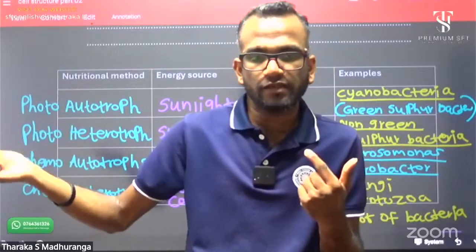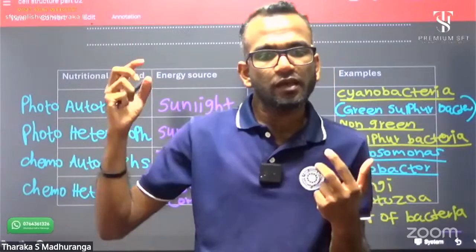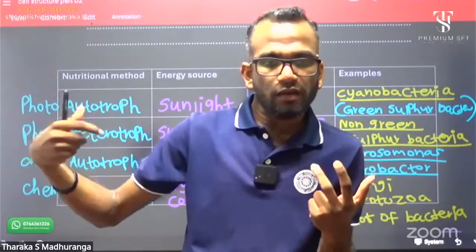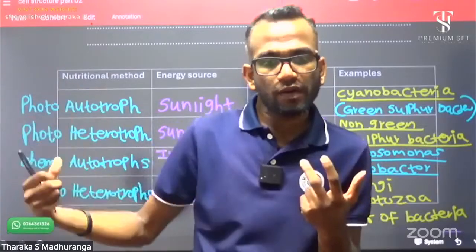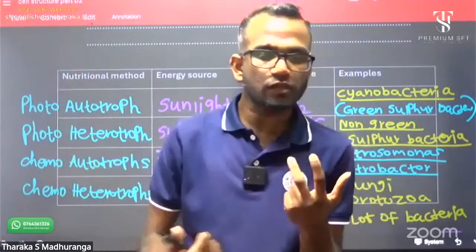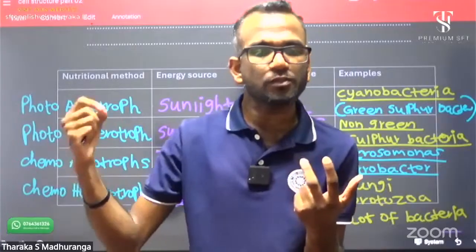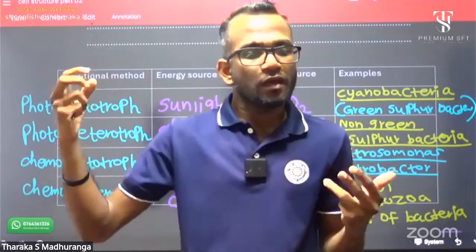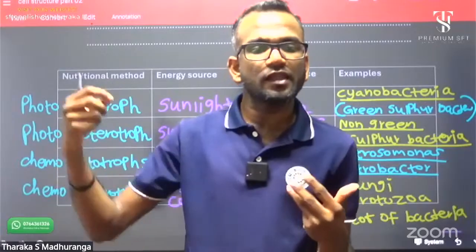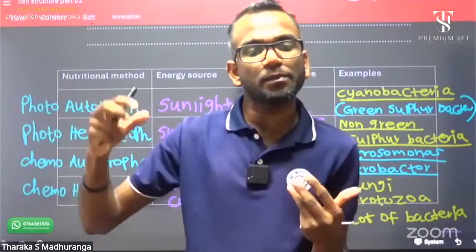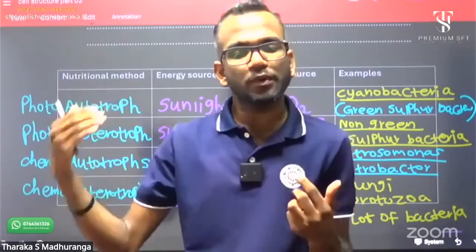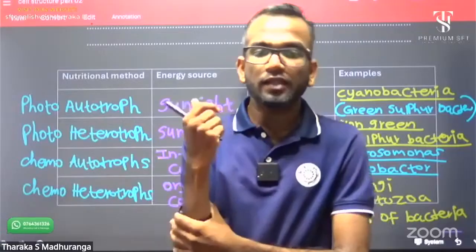Non-green sulfur bacteria, for example. Chemoautotrophs, chemicals, inorganic compounds used for energy source, and carbon dioxide. Since they are autotrophs, carbon dioxide is used as a carbon source. Nitrosomonas, Nitrobacter, for example. Chemoheterotrophs mean like animals, they use organic compounds for both energy and carbon source. Examples, fungi, protozoa, and other bacteria.